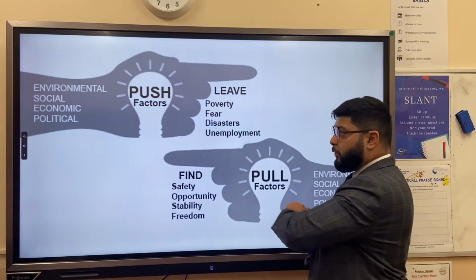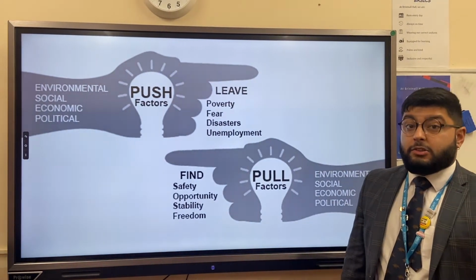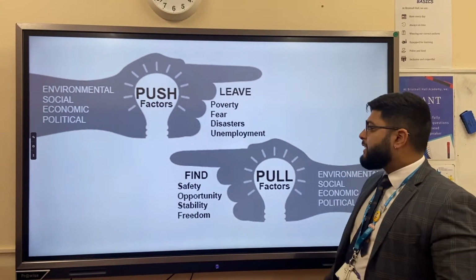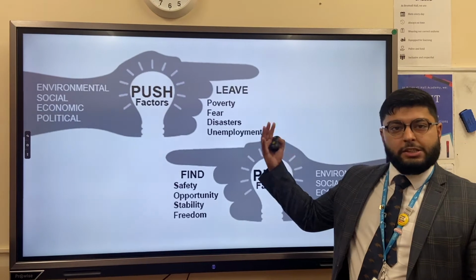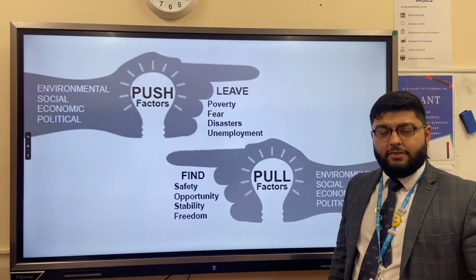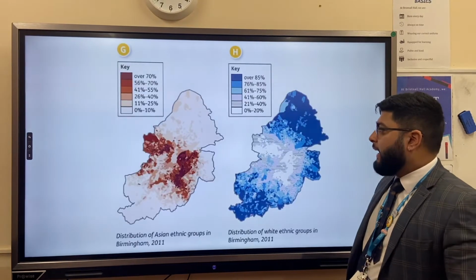There are pull and push factors that cause people to move. Push factors, generally bad things like unemployment, disasters or war. Pull factors, generally good things like a better standard of living, free education and healthcare.